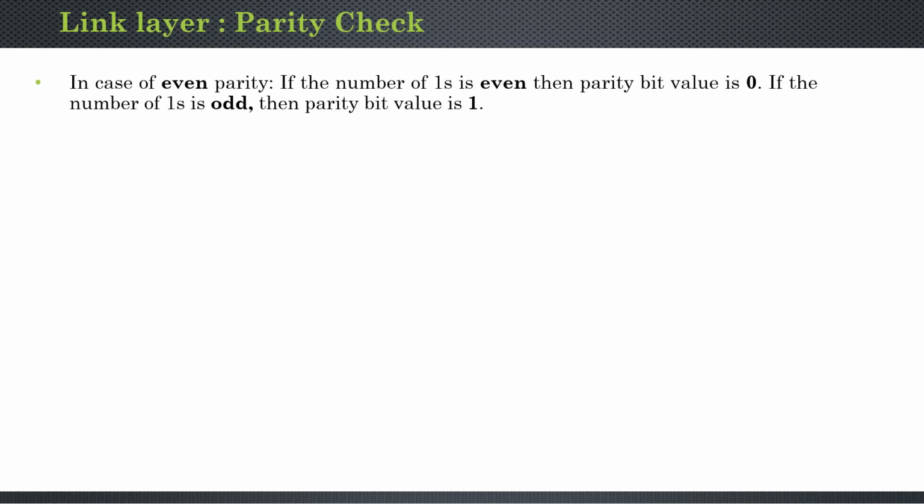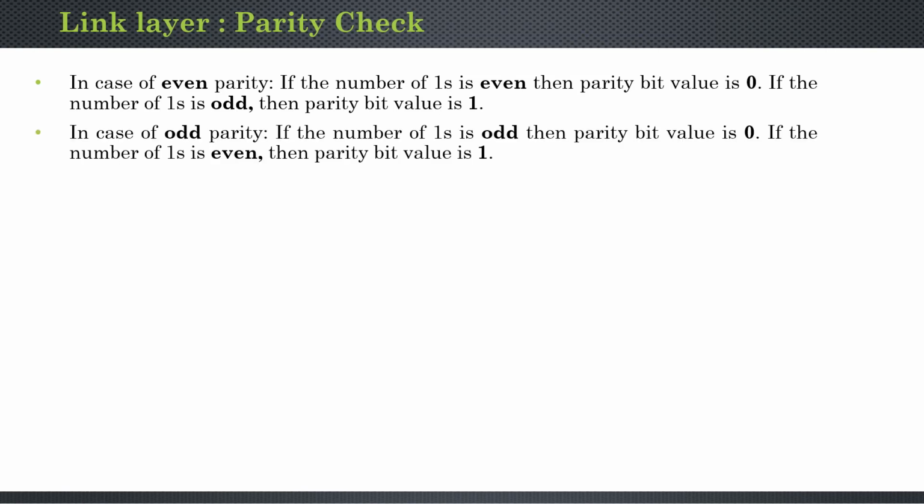The parity is a very simple method. The check is simply done by adding an extra bit called parity bit to the data that we want to send to make the number of ones either even in the case of even parity or odd in the case of odd parity. While creating a frame, the sender counts the number of ones in this frame and adds the parity bit in the following way. First, in the case of even parity, if the number of ones is even, then the parity bit value is 0, and if the number of ones is odd, the parity value is 1. The opposite is true in the case of odd parity. If the number of ones is odd, then parity bit value is 0, and if the number of ones is even, then the parity bit value is 1.